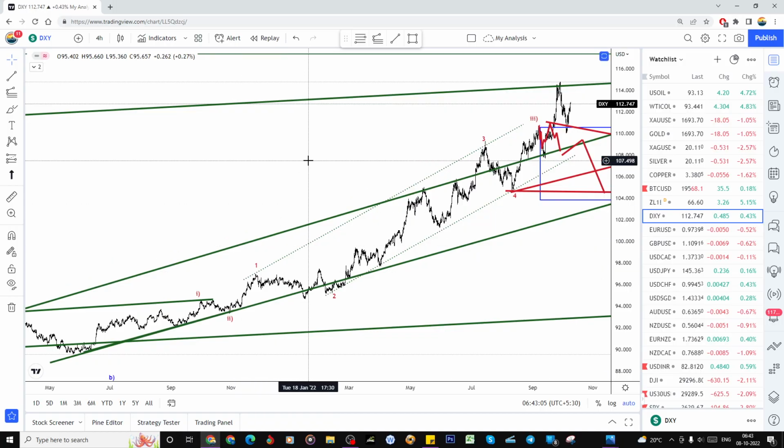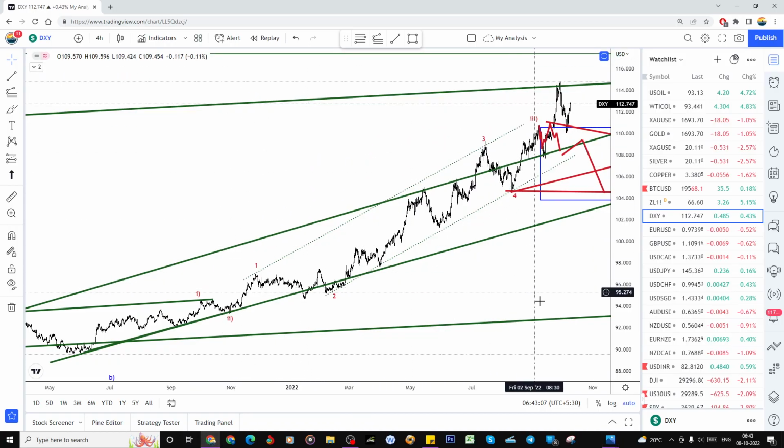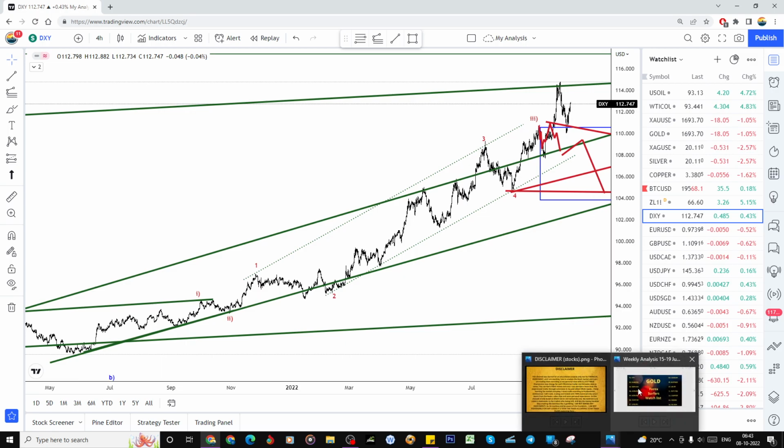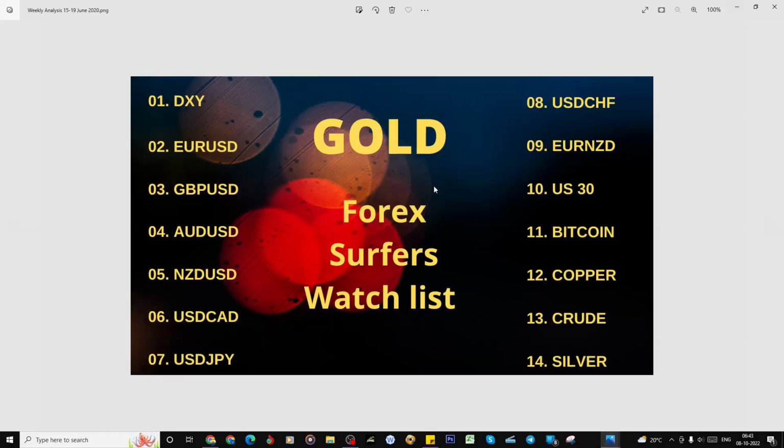So this is the DXY, and this is our watch list. It starts from DXY and ends with gold.